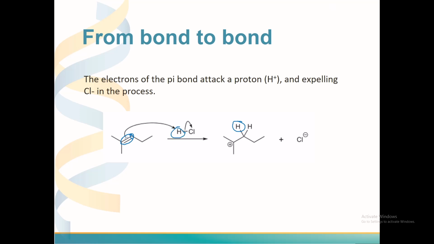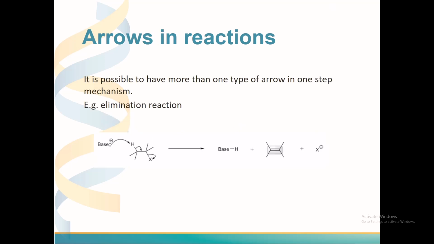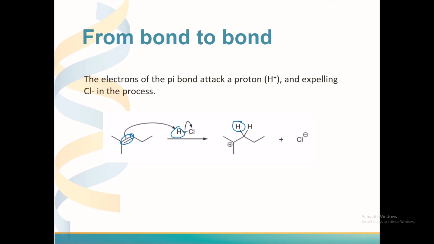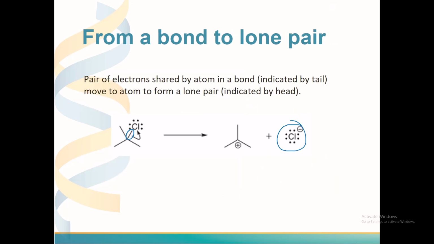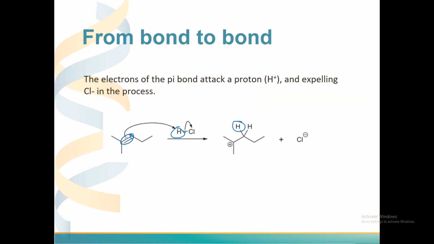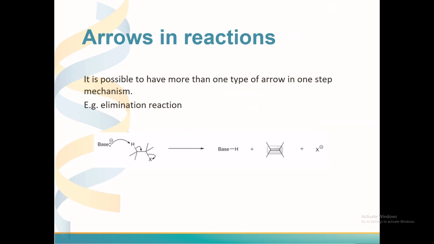So these are the types of movement of electrons. It is also possible to have more than one type of arrow in one mechanism. So you could have all three types, moving from a lone pair to a bond, from a bond to a lone pair, and from bond to bond in one reaction. It doesn't necessarily mean all of them could be there. It could be only one, it could be two, and it could also be all of them.